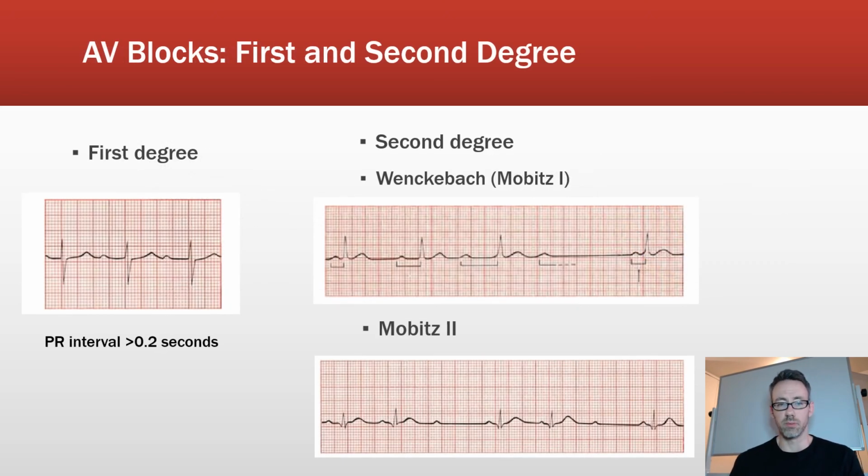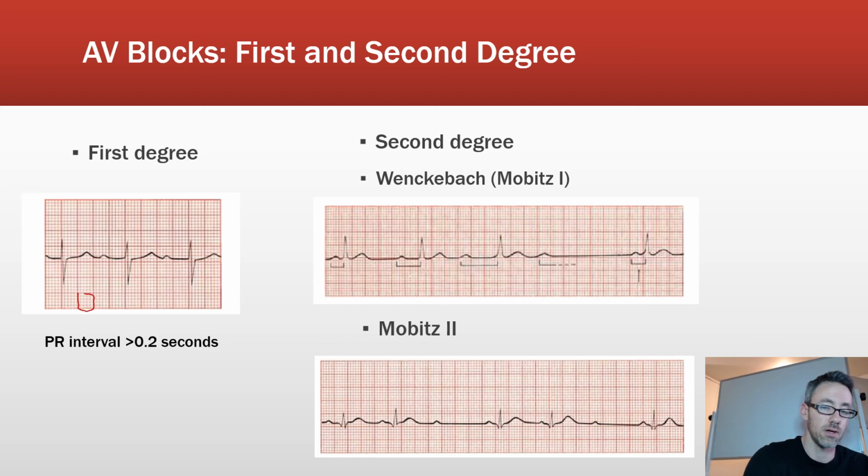So the first degree block, looking over here to the left. The criterion for a first degree AV block is that the PR interval has to be greater than 0.2 seconds. From my first video, I discussed that the PR interval should be between 0.12 seconds and 0.2 seconds. 0.2 seconds is actually one large box. Let me highlight that so we have our reference. Here on the left, I'm drawing in just one large box. The width of that is 0.2 seconds.